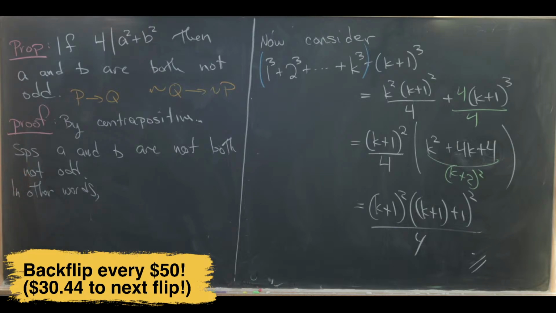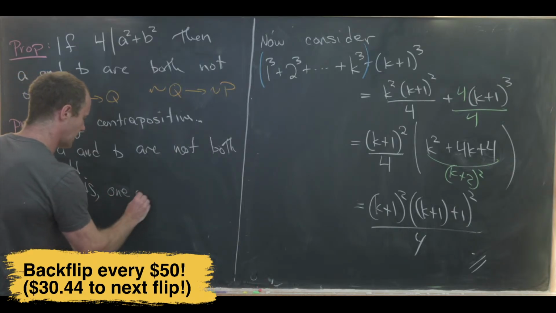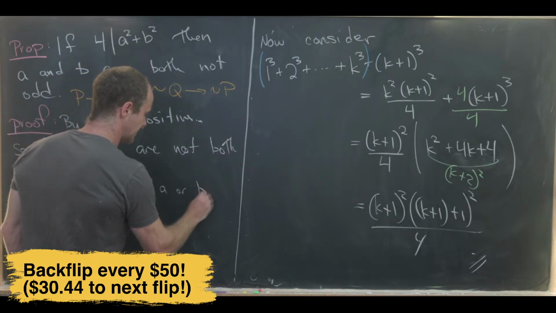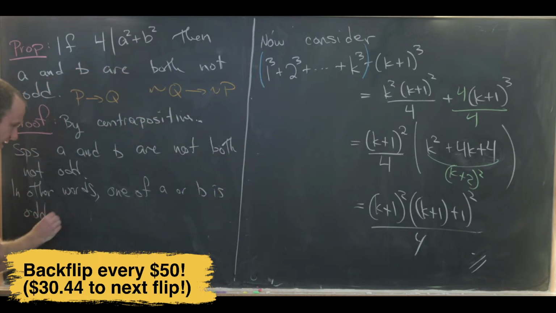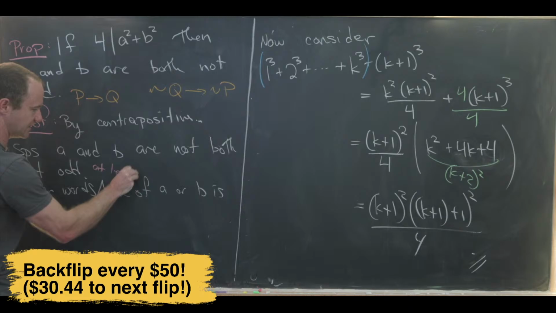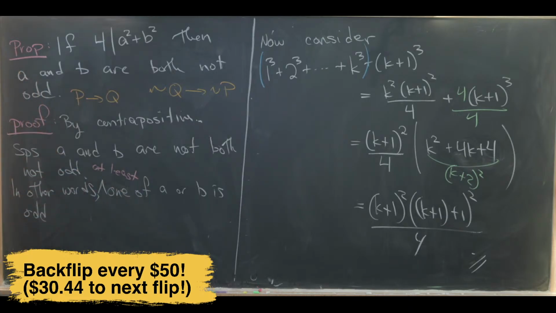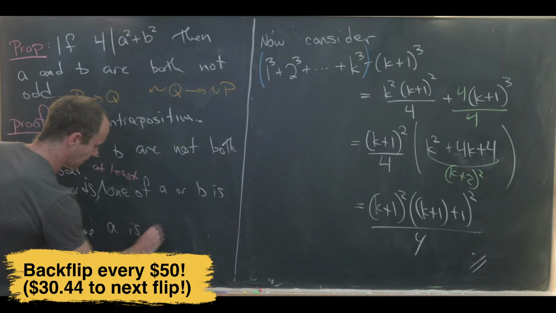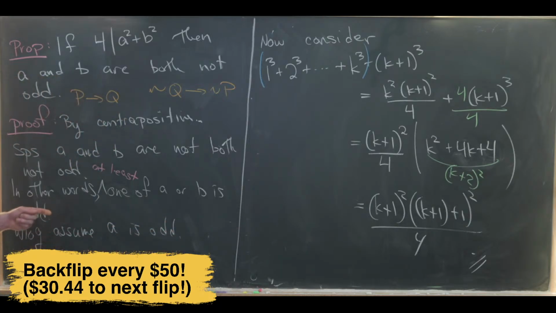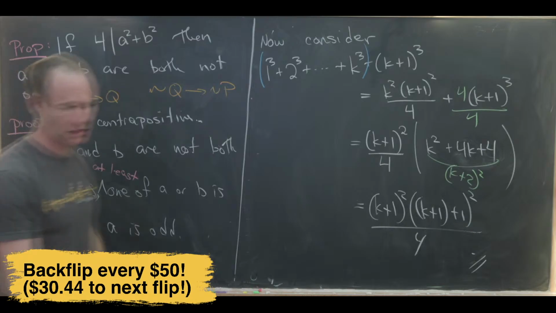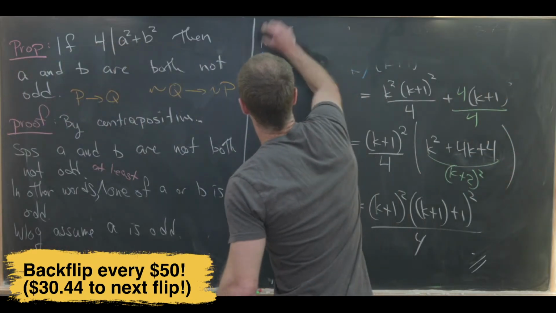Okay, well, maybe in other words, what is it? One of them is odd. Yeah. In other words, one of a or b is odd. And I guess I should say not one, but at least one. That would be the negation of this super gnarly statement right here. Okay, so without loss of generality, assume a is odd. How do I know we can do this without loss of generality? That's because in this whole setup right here, a and b are playing symmetric roles.